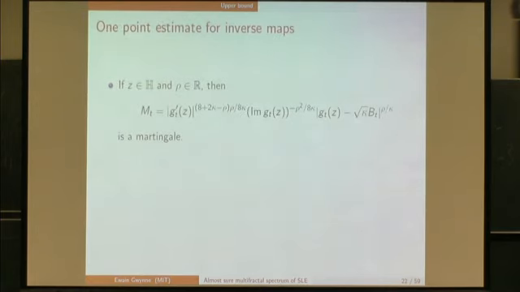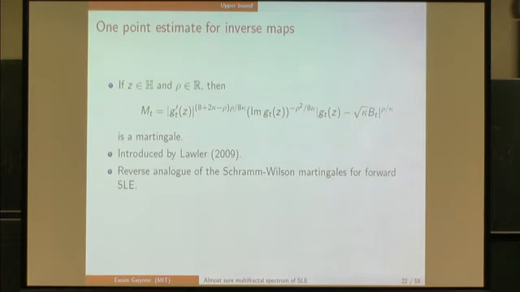So if we have this reverse Loewner chain g_t, then this function M_t here is a martingale. This martingale was first introduced by Lawler in 2009, and it's kind of a reverse SLE analog of the Schramm-Wilson martingales for forward SLE, which were introduced in the paper SLE coordinate changes in 2004, 2005, something like that.